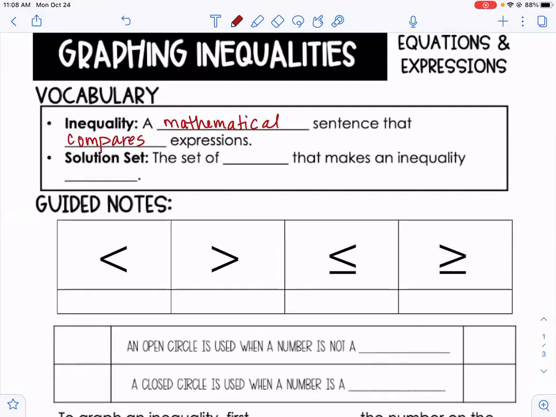Now, our solution is the set of values or numbers, I don't care which one you write, that make our inequality true.